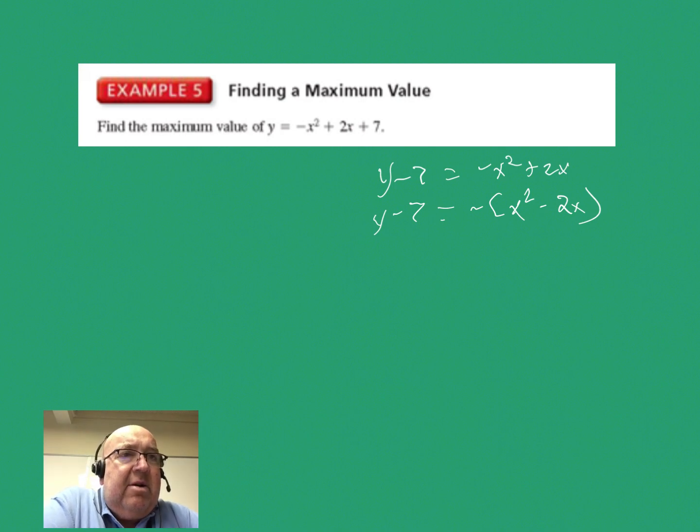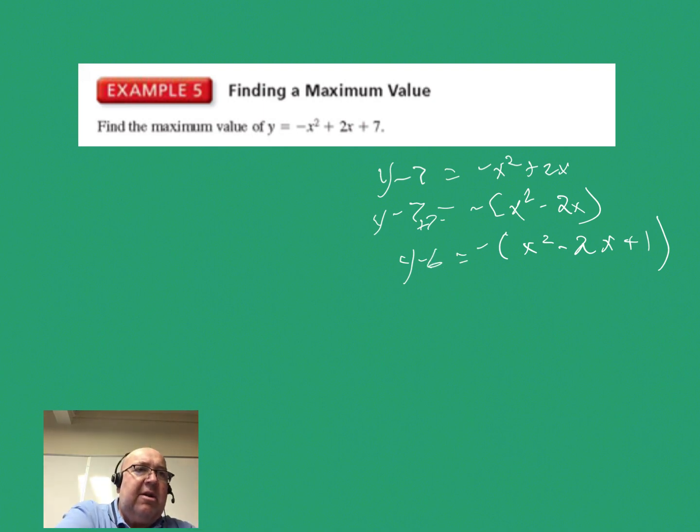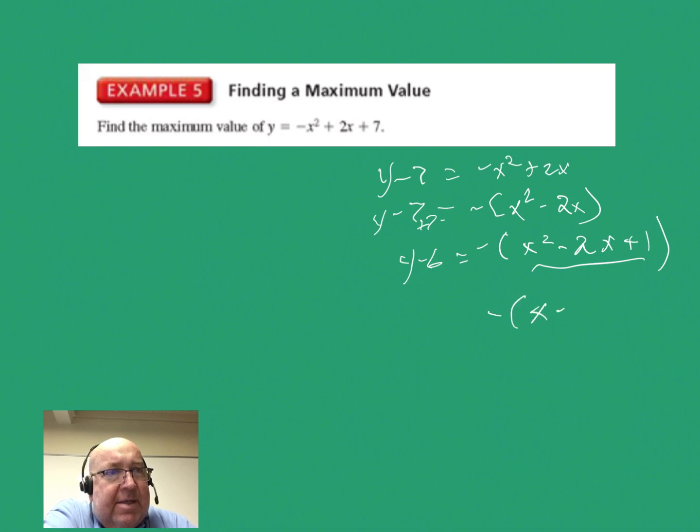Now we can find our value. So half of 2 squared is 1, so we're going to get x squared minus 2x plus 1, and we're going to add 1 over here, and we're going to get y minus 6 is equal to negative x squared. We're going to leave that negative in front. We're going to go ahead and factor the trinomial. Y minus 6 is equal to negative x minus 1 squared.